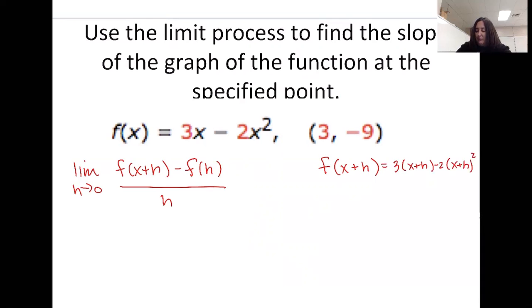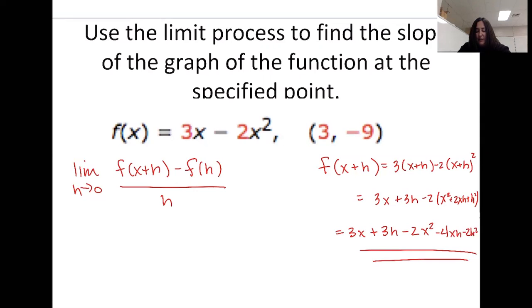So now I have to simplify it. What is that going to be equal to? I'd have 3x plus 3h. Now we have to simplify x plus h quantity squared, which is really x squared plus 2xh plus h squared. I'm kind of running out of room, but we can distribute. So I'd have 3x plus 3h minus 2x squared minus 4xh minus 2h squared.